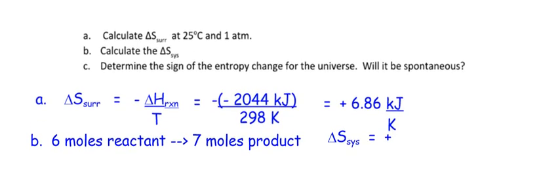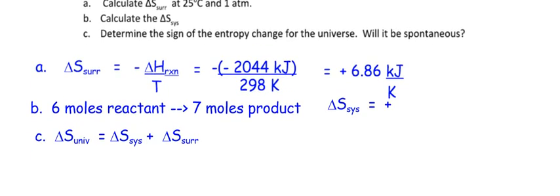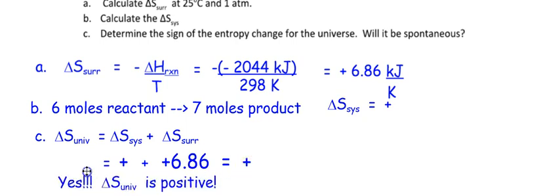So now what? Determine the sign of the entropy change for the universe. Okay, well, what was my system? It's just a positive number, isn't it? I don't know what it is, but it's a positive number. Surroundings is positive 6.86 kilojoules per Kelvin, but I don't even care what that unit is. If I add a positive to a positive, don't I get a positive value? And what does that mean? Is it spontaneous? Yes, it is. Why? Because the delta S of the universe is positive.